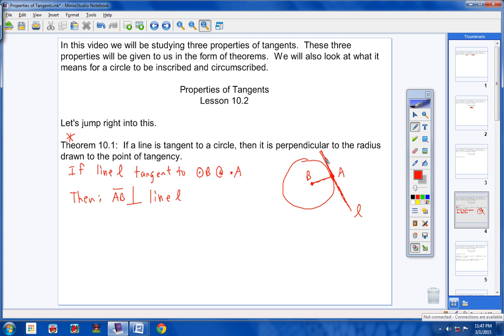So students, listen to me. Anytime you have a tangent line and a radius drawn to that point of tangency, then these two lines will be perpendicular. So if we move the circle out of the way, what we're saying is there's a right angle right here. This line here is the radius. This line here is the tangent line. And this is the point of tangency right here. So that's what this theorem is saying.